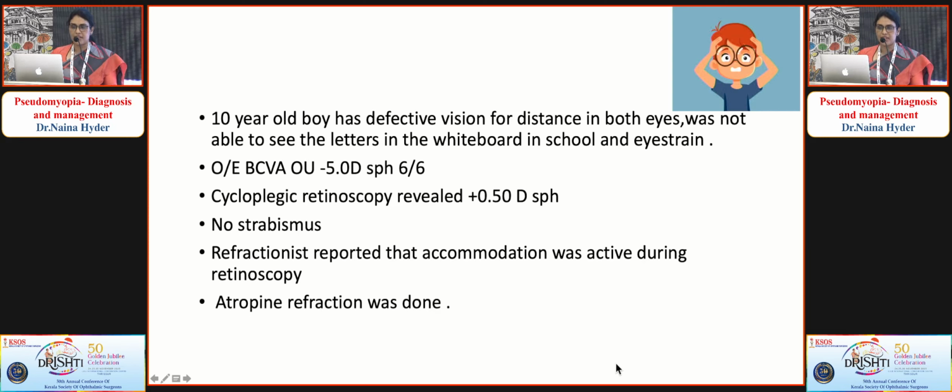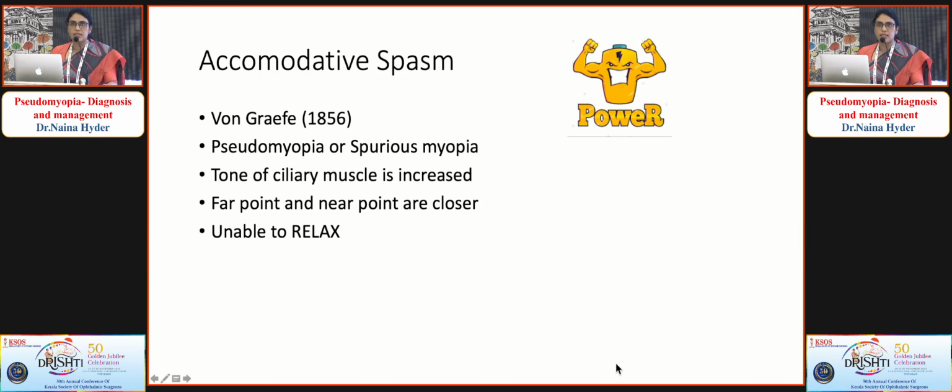I looked into it, and there was no strabismus. The refractionist told me the accommodation was active during retinoscopy. The pupil size kept changing. The accommodation was intact. So I ordered an atropine refraction, with an ointment. We usually give eye ointment because the mother was anxious, and I didn't want any allergic reaction. Anyway, we did atropine, and it came as +0.5 diopters. So this all attributes to accommodative spasm.